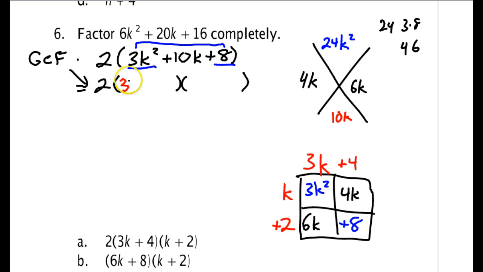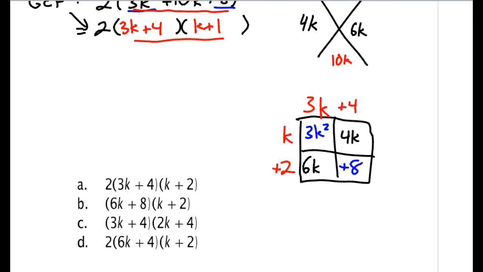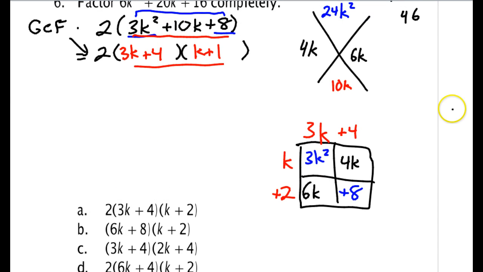So we have a 3k plus 4 and a k plus 1. And if we multiply this back together, we'll get this. And when we distribute that 2, we'll get the original. So your final answer, whatever you put down, should multiply back to the original. Remember, we're just doing all this multiplication backwards. That's what factoring is. Now we get to choose. That is answer A.